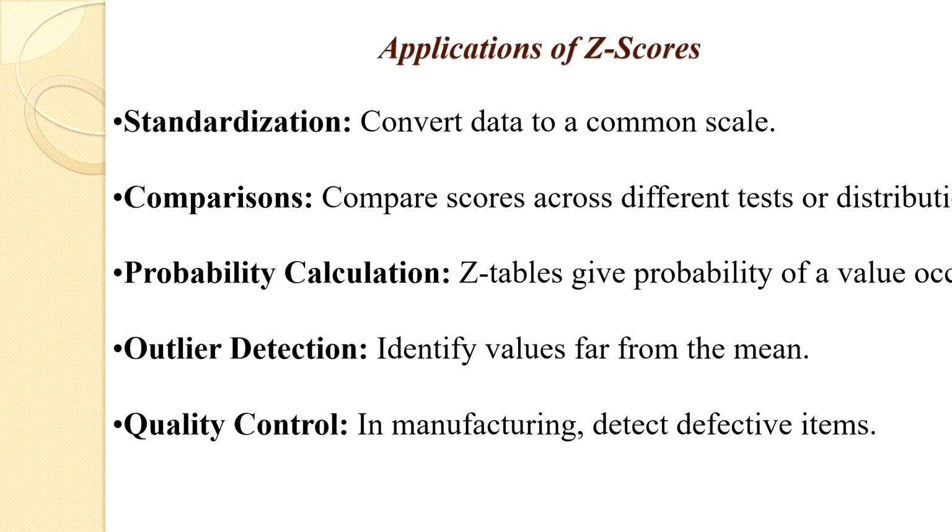Now we'll see the applications of the Z-score. The first one is standardization. It will convert the data to a common scale. It will standardize all the data into a common scale. The next application is comparisons. So comparing scores across different tests or distribution data sets. It is used in comparisons also.